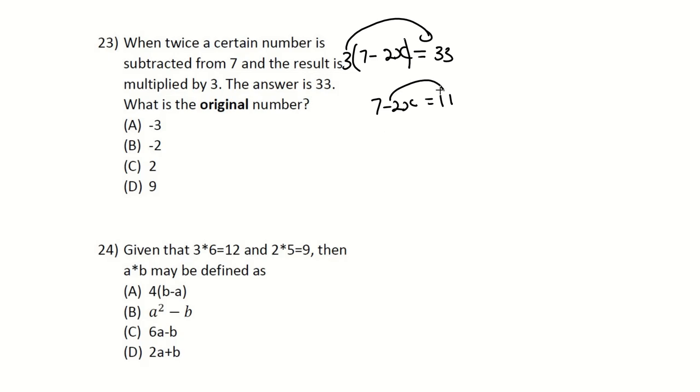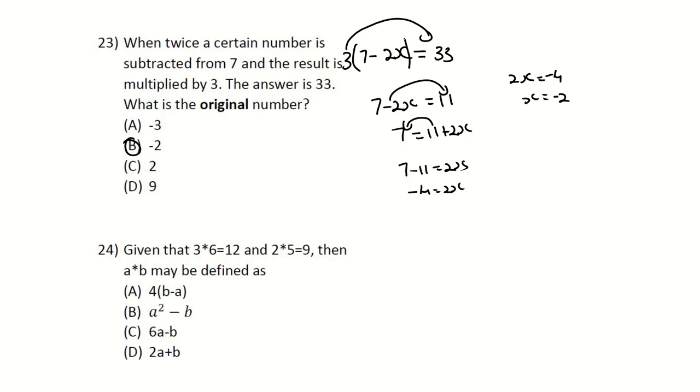Then carry this across. You're going to get 7 is equals 11 plus 2x. So then you carry this across. This would be 7 minus 11 is equals to 2x. 7, 8, 9, 10, 11. That's minus 4 is equals to 2x. So 2x is equals to minus 4. So x would be negative 2. So the answer is B.